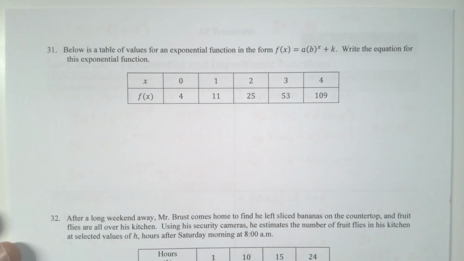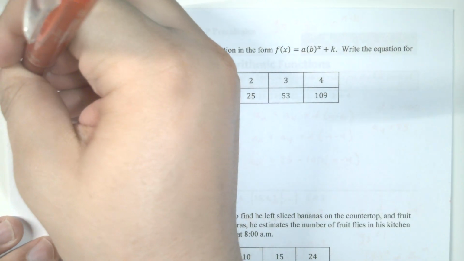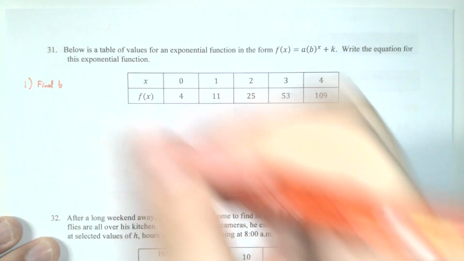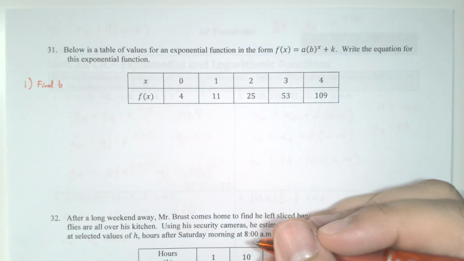All right. Let's look at the last page for number 31. So below is a table of values for an exponential function. In that form, write an equation for this exponential function. So the first thing that we need to do is figure out what our base is. So anytime you have a question like this, find b. So how do you find b?